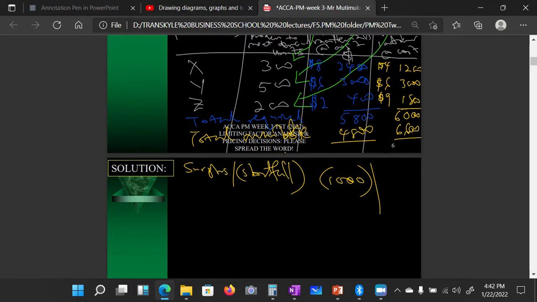What about for labor? We need $6,000 of labor, but according to the budget, we are having 6,600. So therefore, we are having a surplus of 600 positive.